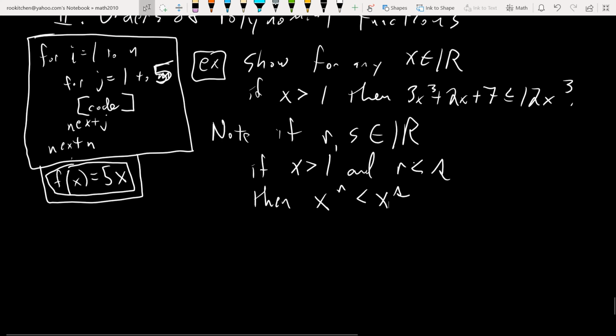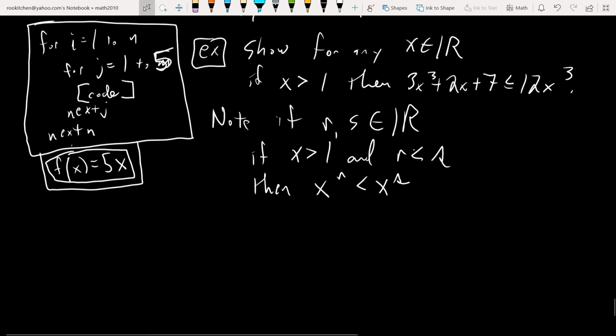Okay, so in general, a sub-example. If you have something like 5x, you can say that's less than or equal to 5x squared, so long as x is greater than 1. Okay, if x was less than 1, then when you square something like that, it actually will make it smaller.